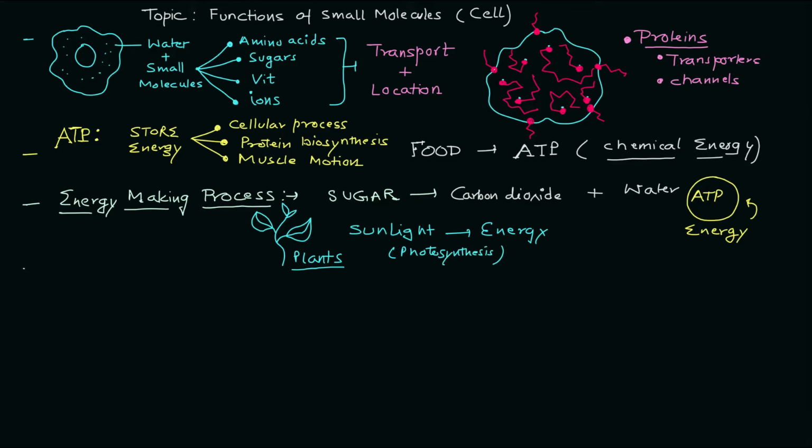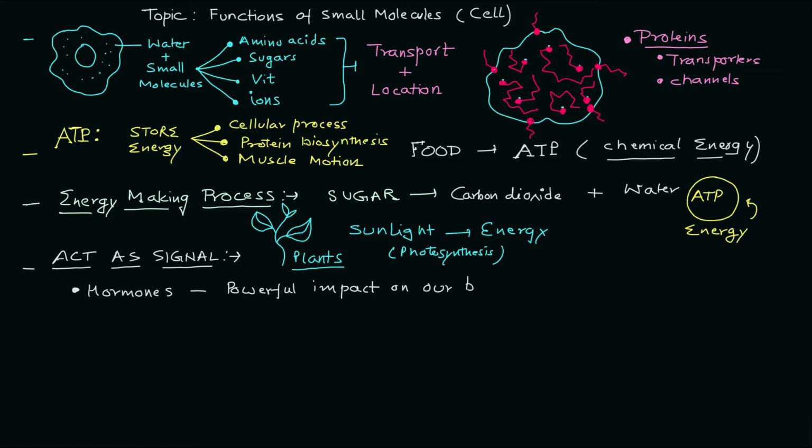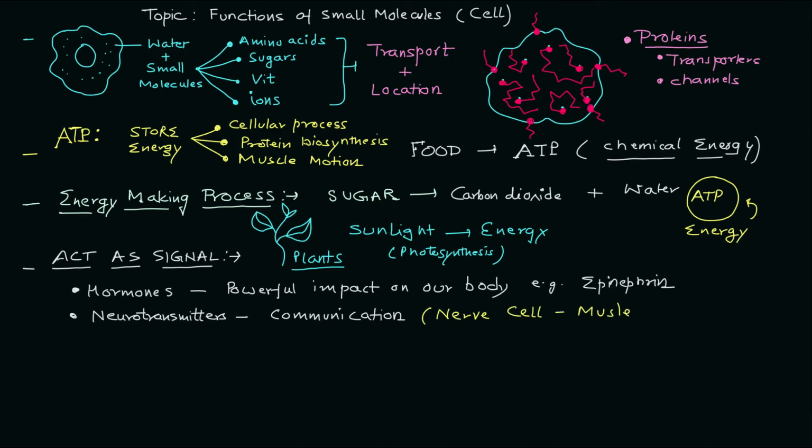Next, you have small molecules acting as signals. Some of the common examples are hormones, and they have a powerful impact on our body. We all know, I can give you the example of epinephrine. And then you have neurotransmitters, which play an important role in cellular communication. I can give the example of a nerve cell communicating with a muscle cell. I'm sure that you're aware of synapses, and the neurotransmitters are basically communicating in that junction.